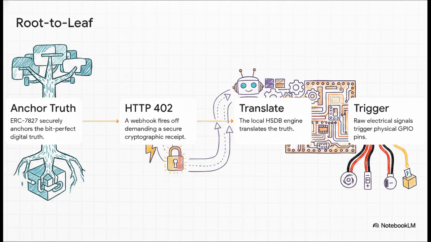Step 3. The local HSDB engine, the active logic, sitting inside a localized robotic shell called a cheerbot, reads that absolute truth and translates it. And finally, Step 4. That local engine sends raw electrical signals out through physical GPIO pins to instantly spin a motor, flip a switch, or dispense an item right there on your desk. The global state commands, and the local engine executes.